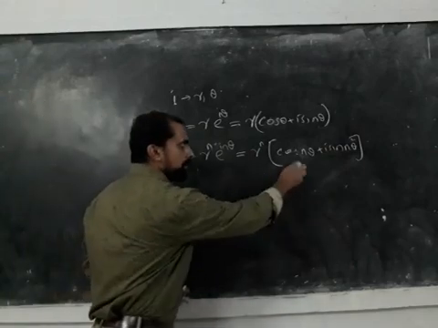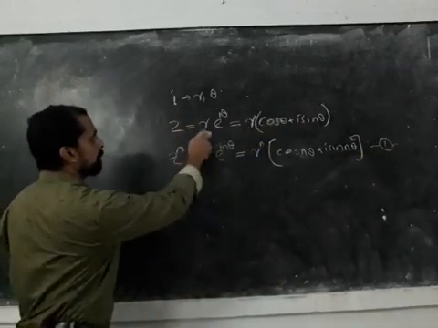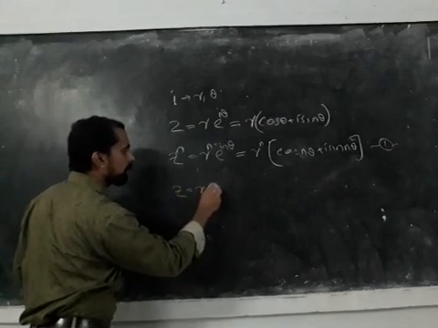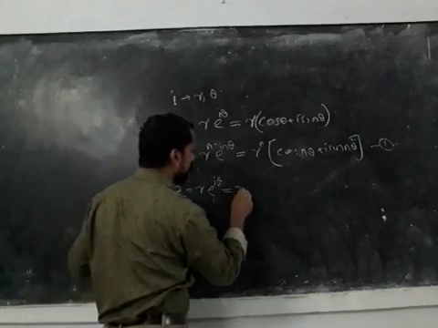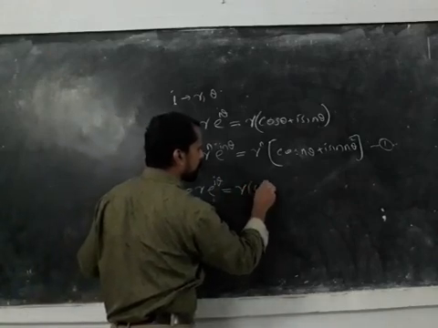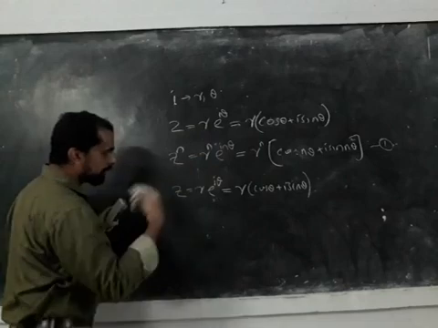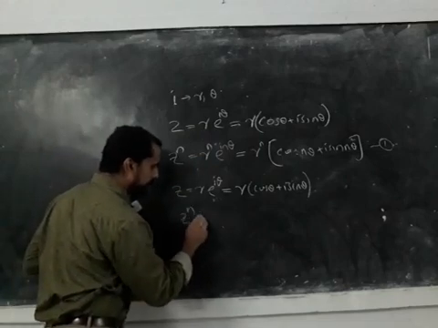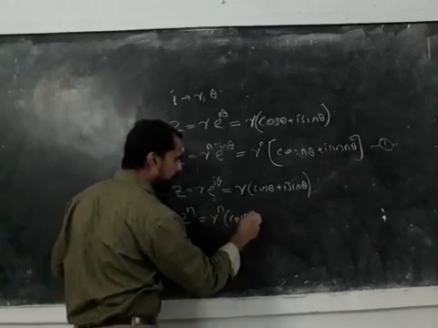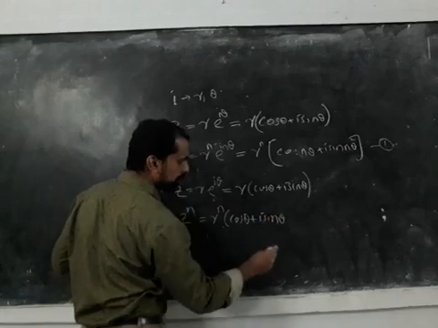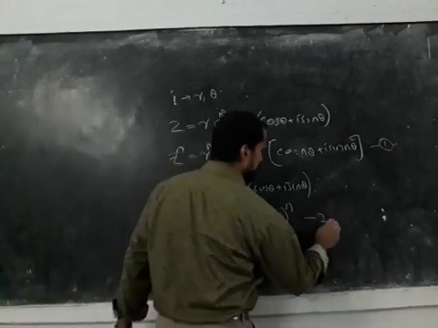Now this is the one equation. You keep it here. I can also do from here, that is z is equal to r e raised to i theta, which is equal to r (cos theta plus i sin theta). So now I take z raised to n, which is r raised to n (cos theta plus i sin theta) whole raised to n. Okay. Now this is my second equation.